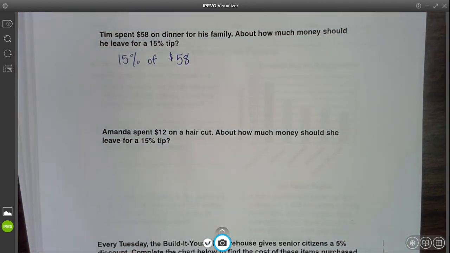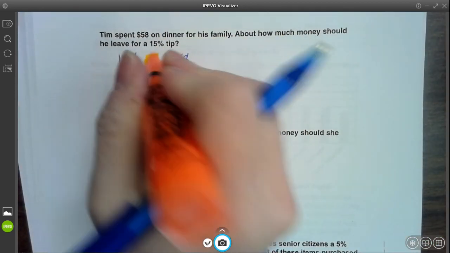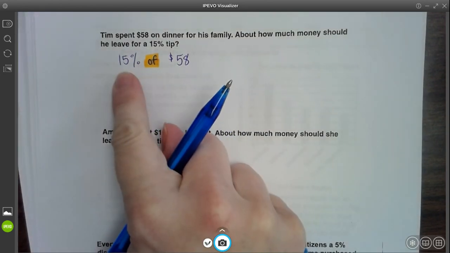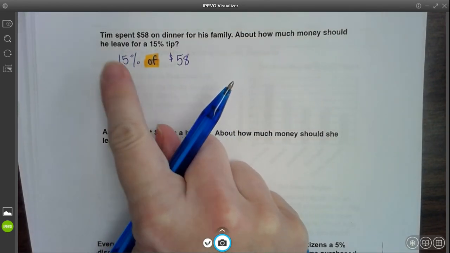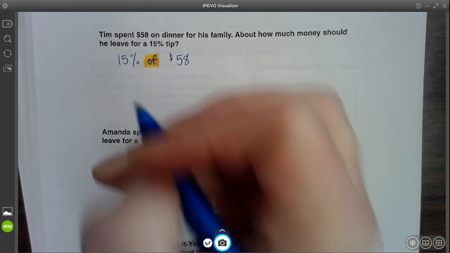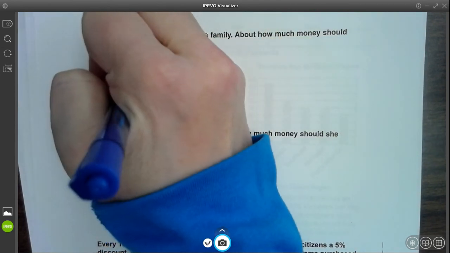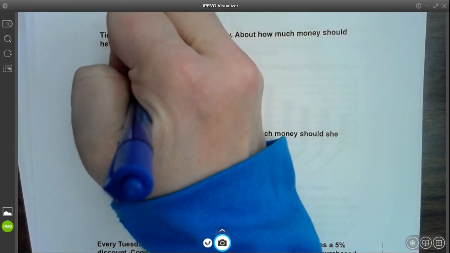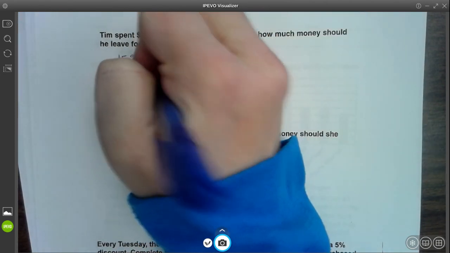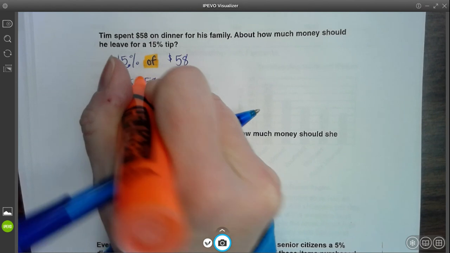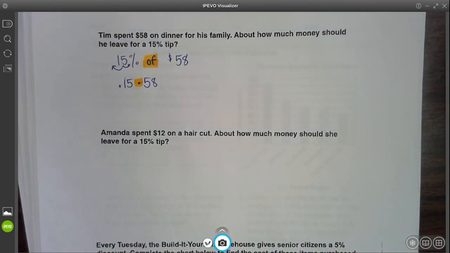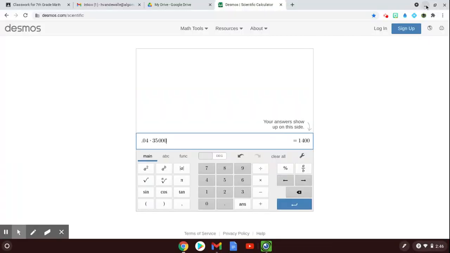So again, of means we're going to multiply. And in order to multiply, I have to change 15% to a decimal because I can't multiply a percent times a decimal. I have to do a decimal times a decimal. So if I move this decimal point 2 to the left, it's going to be 0.15, and then we're going to multiply, of means multiply, times 58. And now that is not something that I'm easily going to do in my head, so I'm going to go into Desmos. 0.15 times 58 is 8.7.